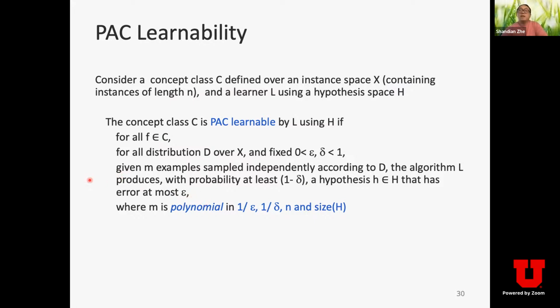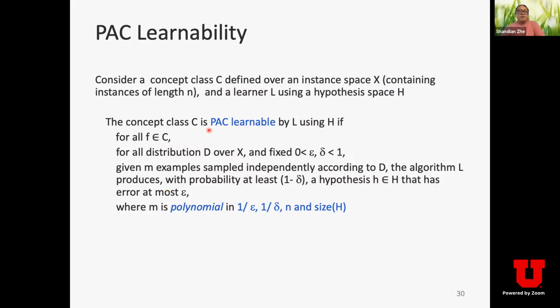So you can see that's the key idea, right? That means, okay, I don't need too many examples. I just need a polynomial number of examples, polynomial in 1 over epsilon, 1 over delta, the length of the feature vectors, and the size of the hypothesis space H. You just need this order of examples to arrive at the probability statement defined by epsilon and delta. That's called PAC learnability, right?